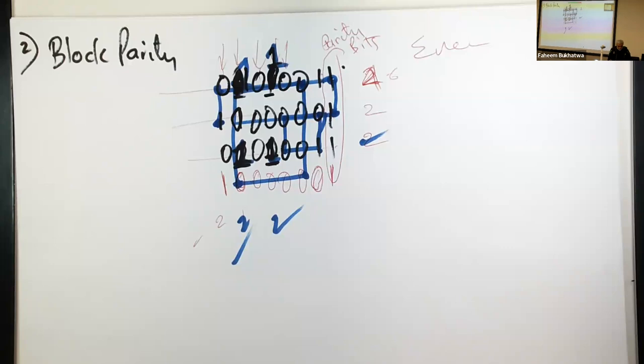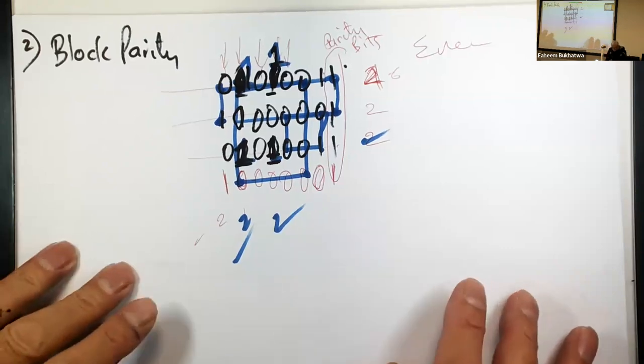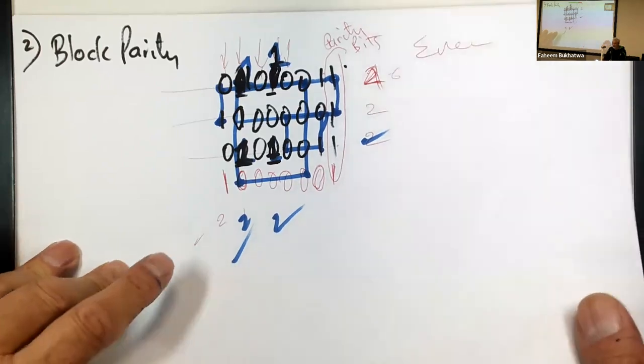But it's a system, it's an improvement. It's not used a lot, but now you know about it. It's called the block parity bit error detection system.